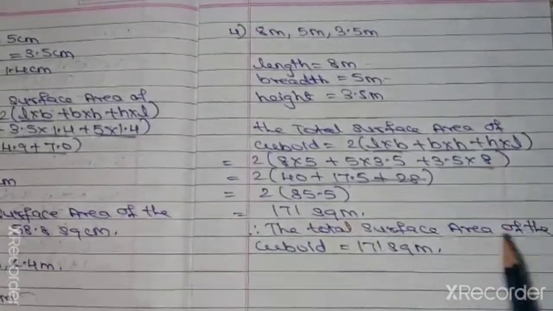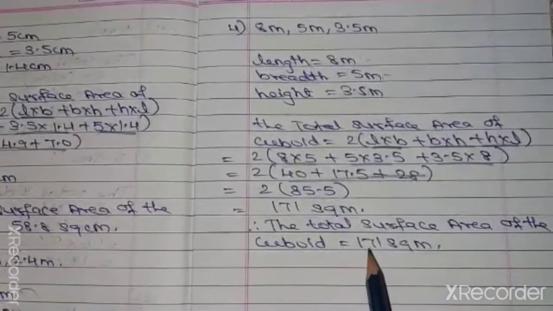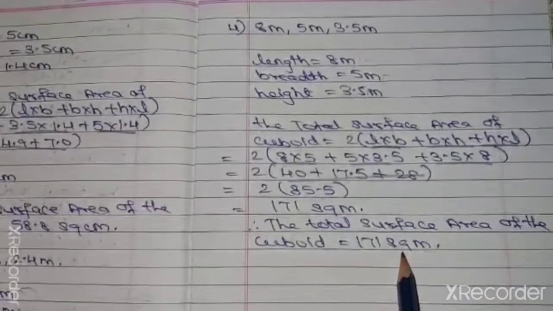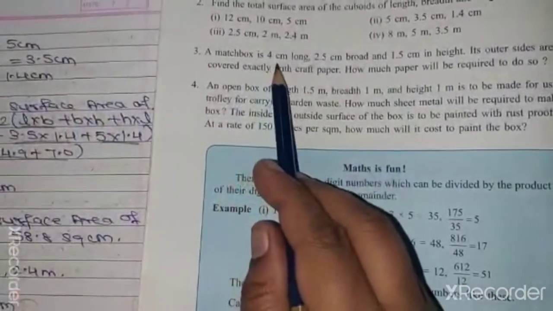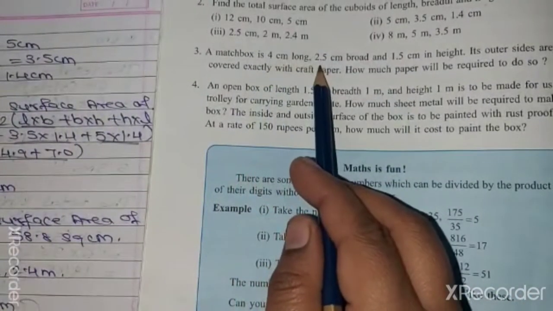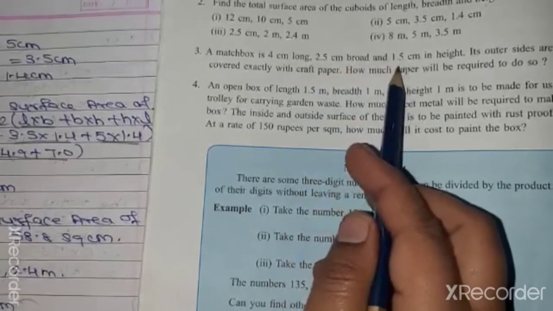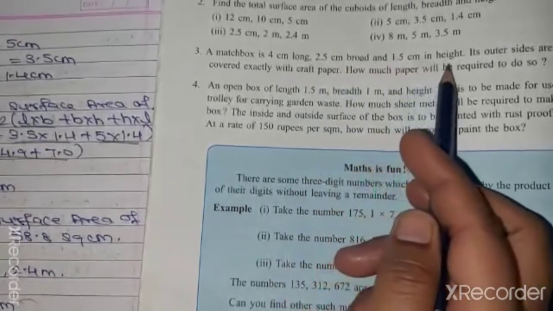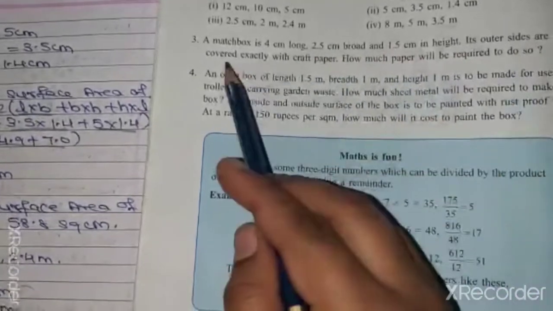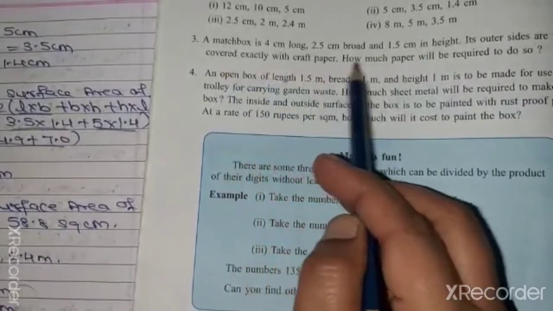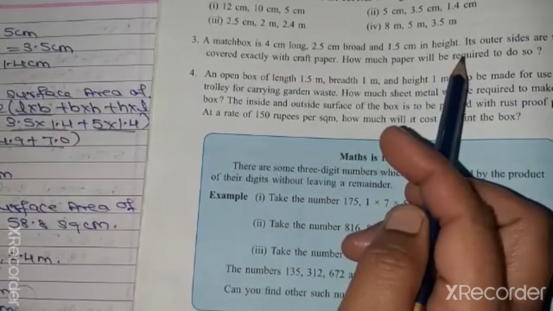171 square meter. Therefore, total surface area for the cuboid is 171 square meter. Now the next sum. The matchbox is 4 centimeter long, 2.5 centimeter broad and 1.5 centimeter in height. Its outer sides are to be covered exactly with craft paper. How much paper will be required to do so?